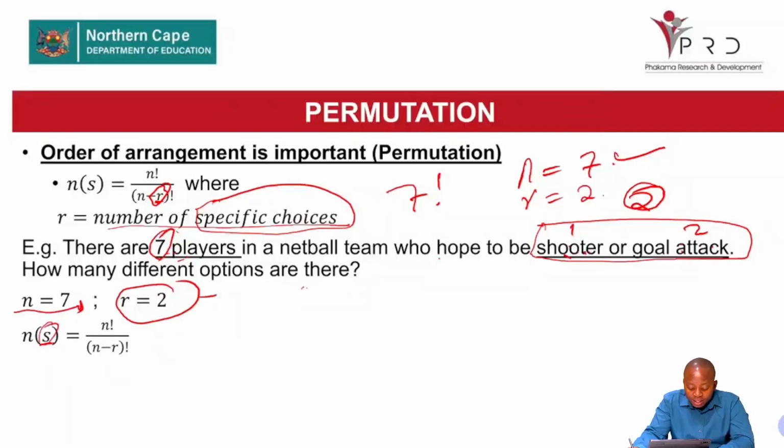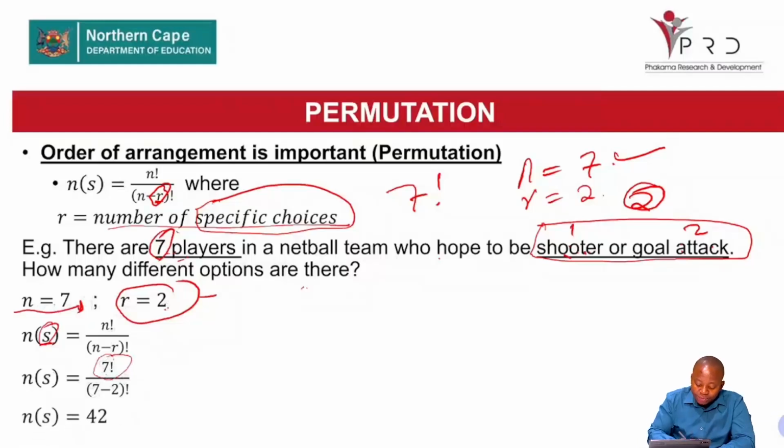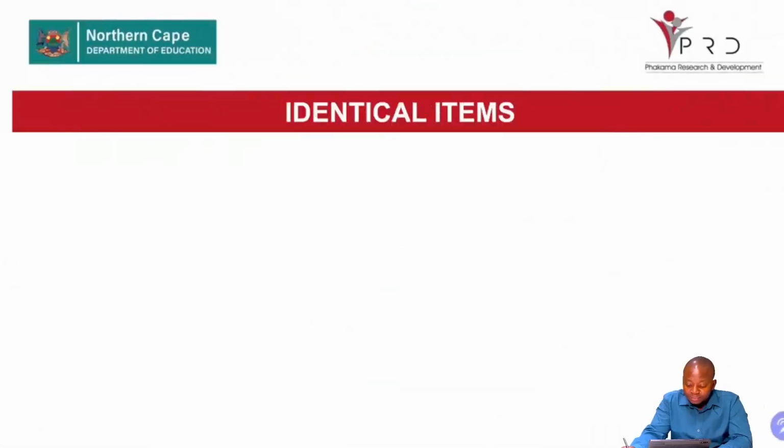So in this case, we're going to say 7 factorial. When there is n, I put 7. When there is r, I put 2. Simple as that. So n, which is the total, n factorial over 7 minus 2, and the answer is what? It's 42. So we can see when we have a specific choice, we will subtract that specific choice from the n on the denominator.